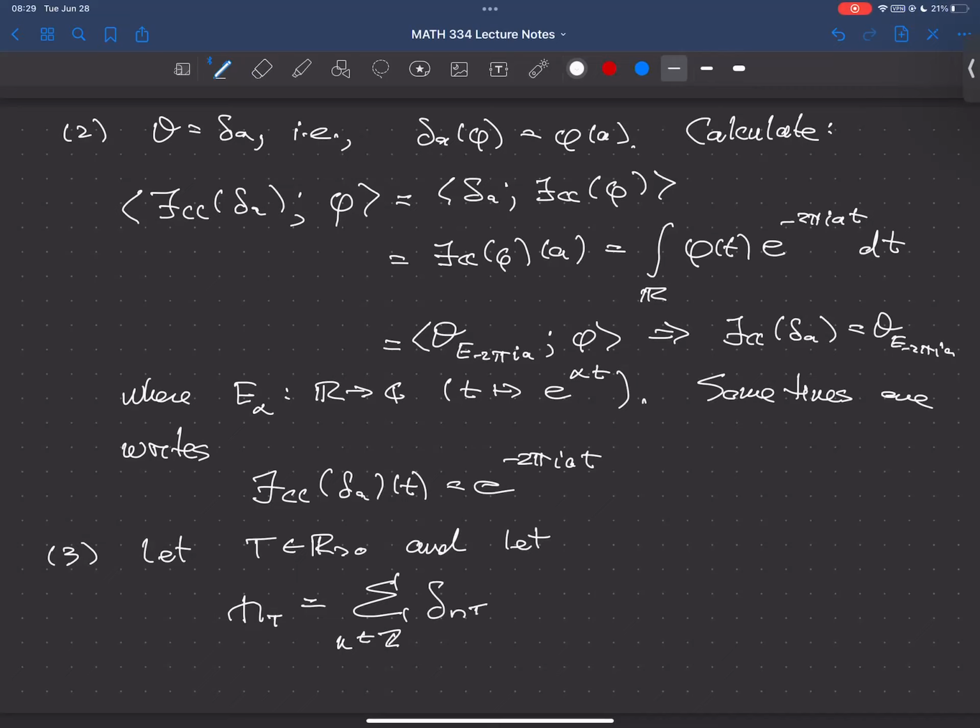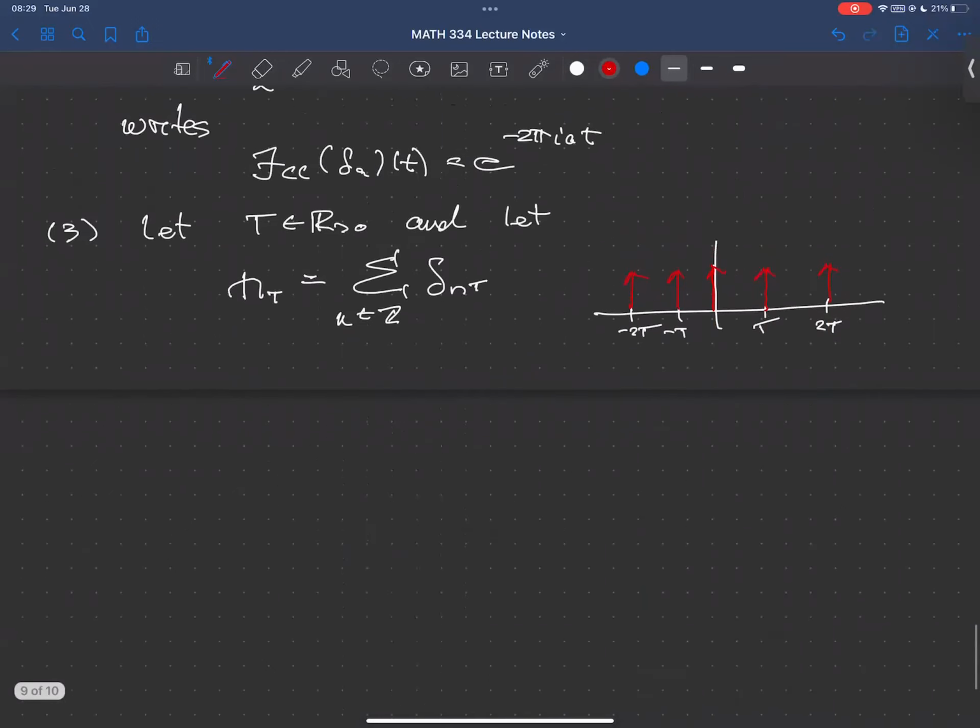If you wanted to draw the graph of this thing, the way it's often represented is with marks at minus 2t, minus t, t and 2t. The idea is you represent each Dirac with an arrow like so. It's suggestive, it's not precise, because of course the Dirac is not a function, so it doesn't really have a graph.